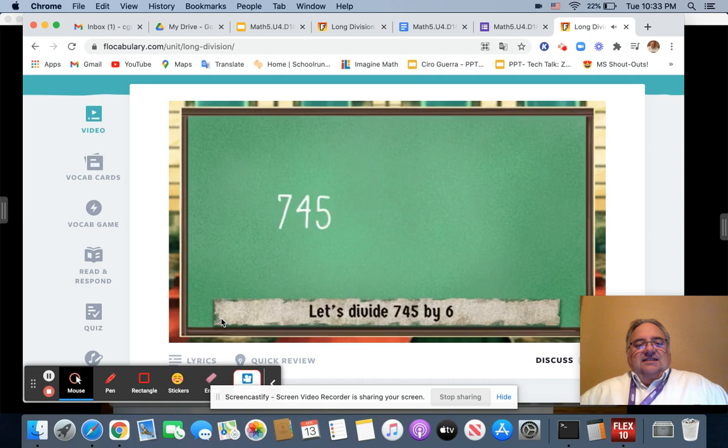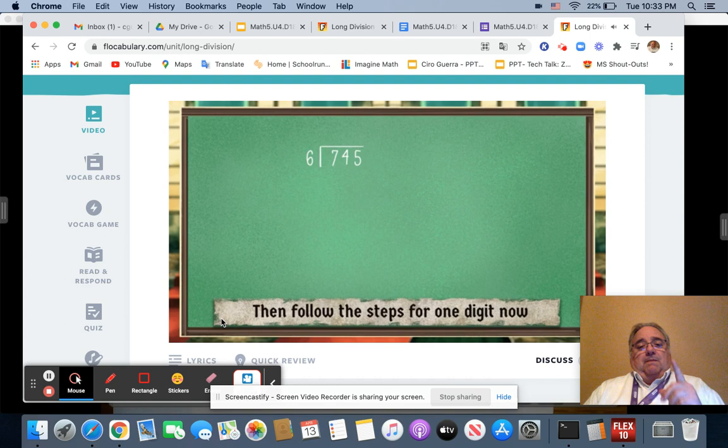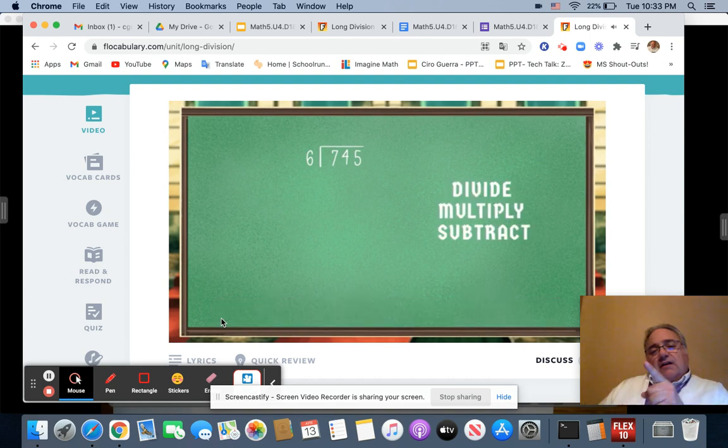Let's divide 745 by 6. First, we set it up like this. Then, follow the steps for one digit now. Divide, multiply, subtract, and bring it down.